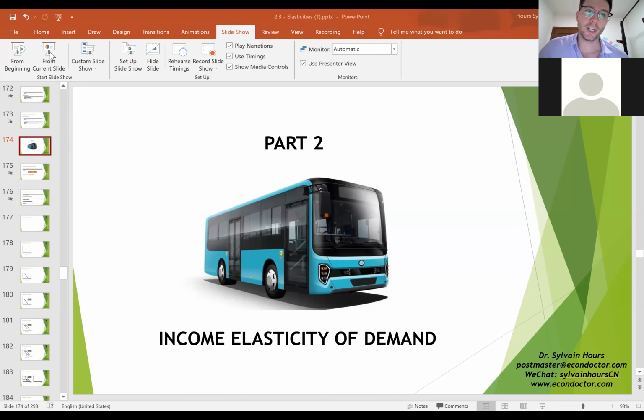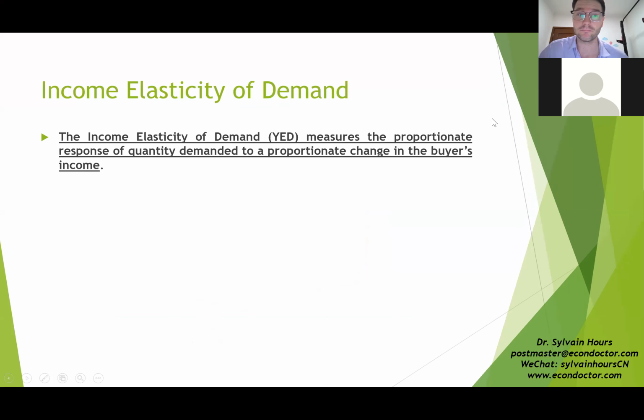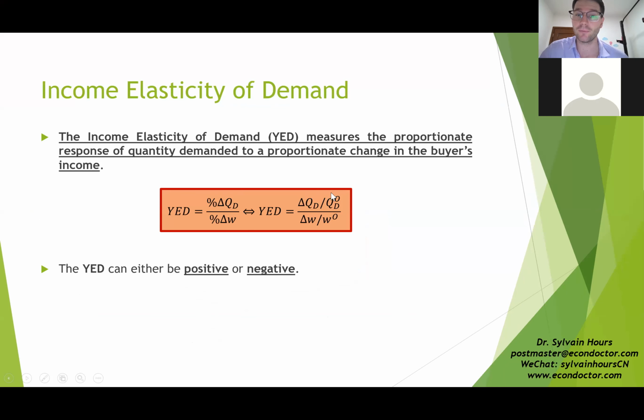So income elasticity of demand is the same, but instead of changing the price, we change the buyer's income. Okay, so it's exactly the same formula. W is for income. In microeconomics, that's usually what we use. If you want to use Y, because it's a YED, we can replace it, but I like to use W. Unlike the PED, it can be positive or negative. Okay, in the PED, it was only negative because we had the law of demand.